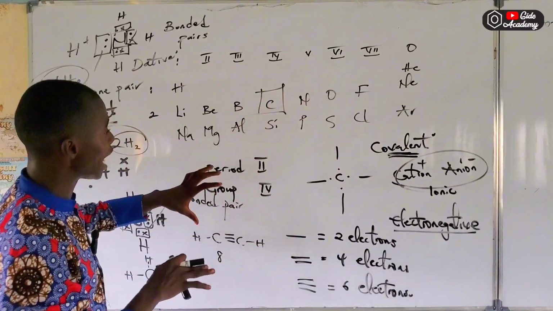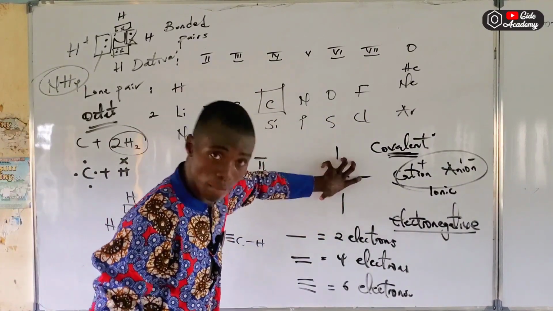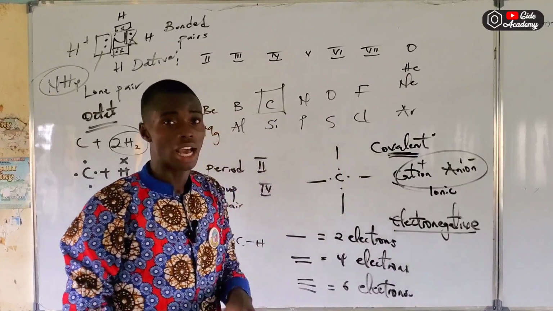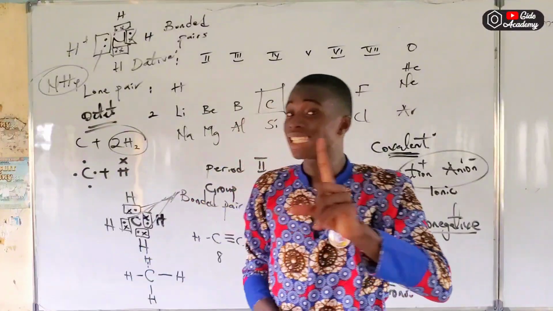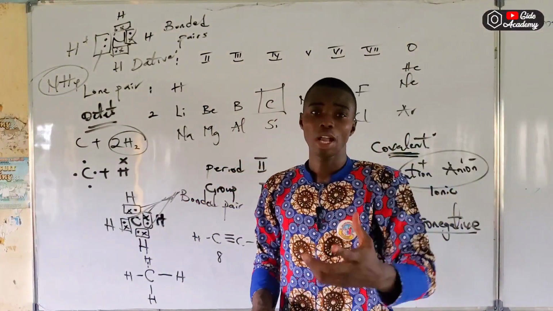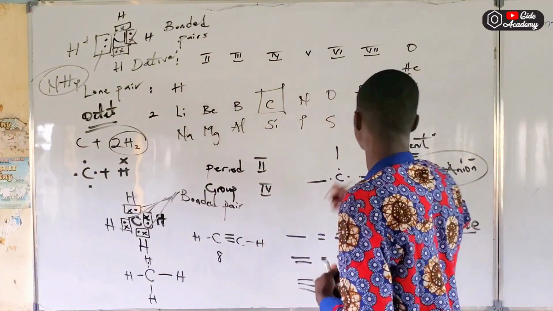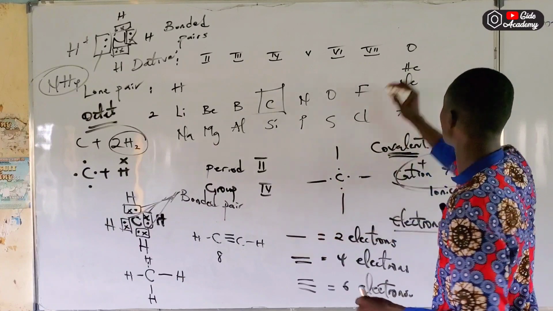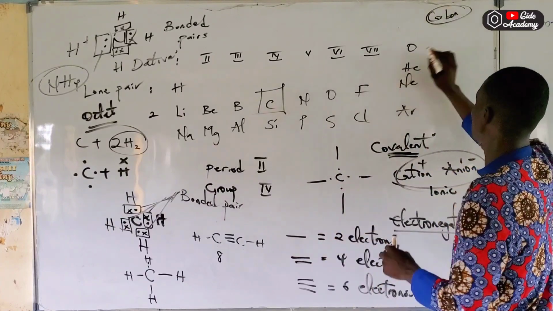So I believe that if you have an idea on this and the kind of bonding that carbon undergoes in organic chemistry, the kind of bond that carbon undergoes is called covalent. And please take note, organic chemistry is the study of carbon compounds, except some compounds. This question might come back in your WAEC exam or your JAMB exam. Please take note. Organic chemistry is the chemistry of carbon and its compounds, but there are exceptions.